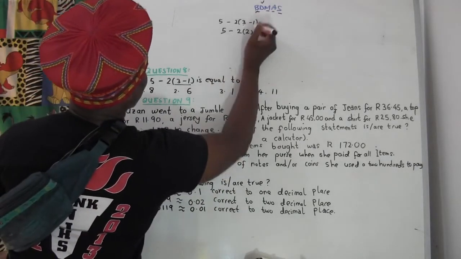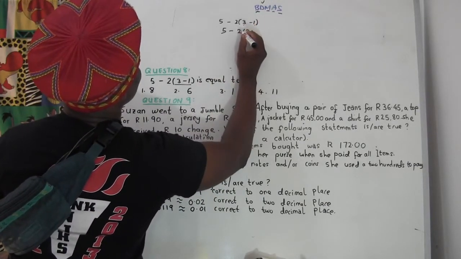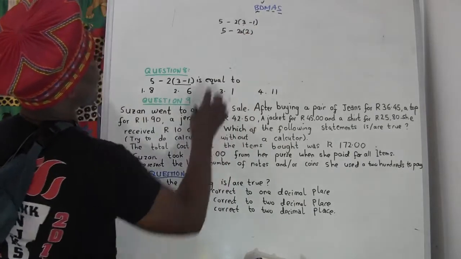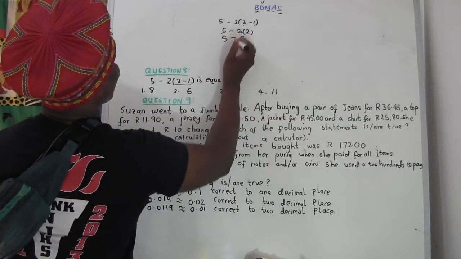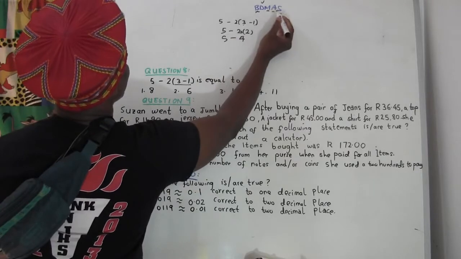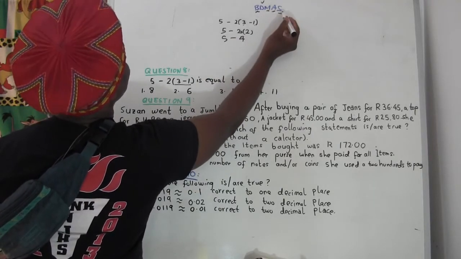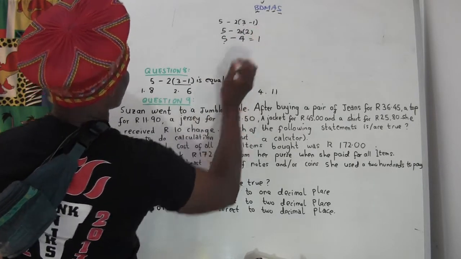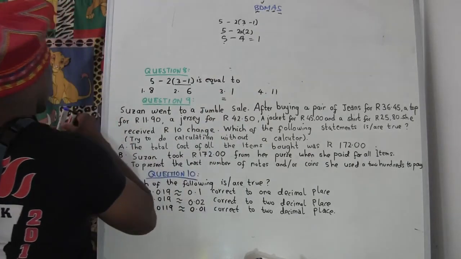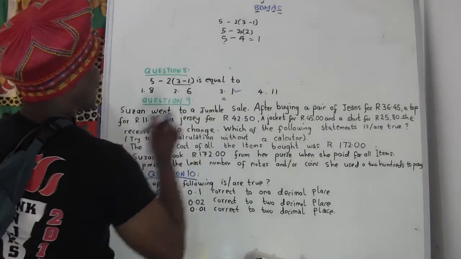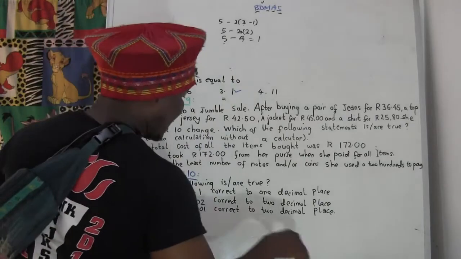We can use this bracket and also the multiplication next to it. So whenever there's a bracket next to a number, it means there's a multiplication. 2 times 2 equal to 4, 5 minus. And then do you have multiplication? No. Do you have addition? No. Do you have subtraction? Yes. 5 minus 4 equal to 1. So this is option 3. So question 8 is option 3. Now we go to question 9.